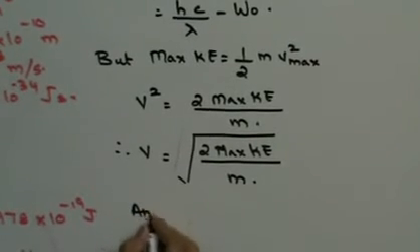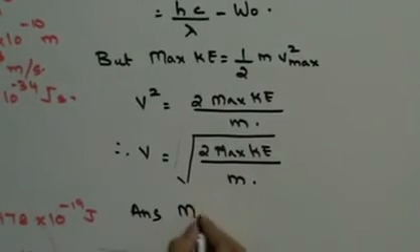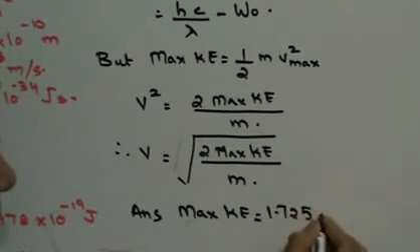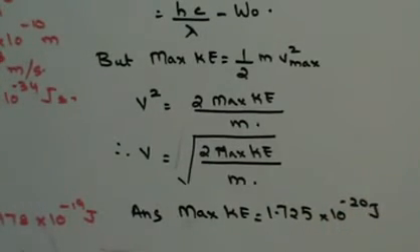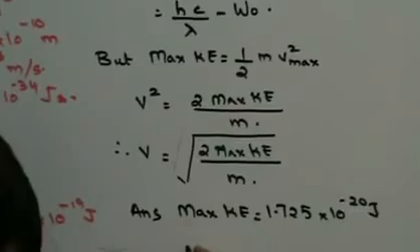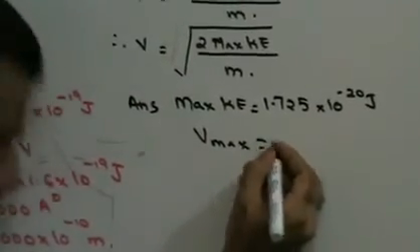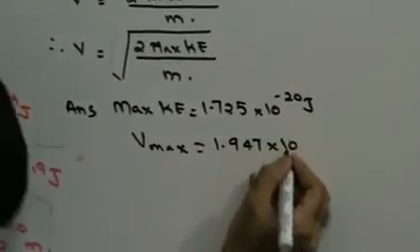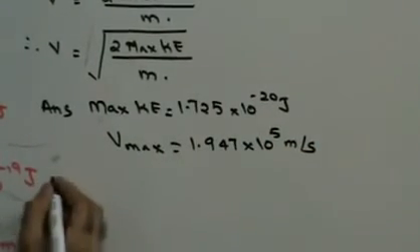You should get this answer. The answer for this sum should be: max kinetic energy is nothing but 1.725 into 10 raised to minus 20 joules, and maximum velocity Vmax should come out to 1.947 into 10 raised to 5 meters per second. Next, take on next one please.